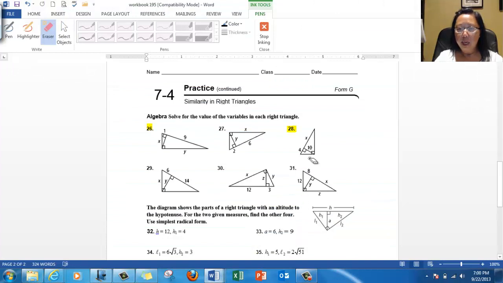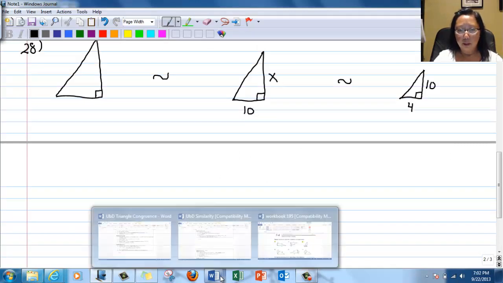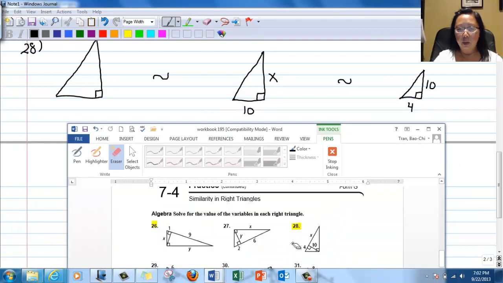Now we go look at the medium triangle. Look at the way the medium triangle is facing. The hypotenuse is blank. Okay. This long side has a letter X, and this short side has a number 10. Short is 10, long is X, hypotenuse is blank. See how it's easy to mix them up?